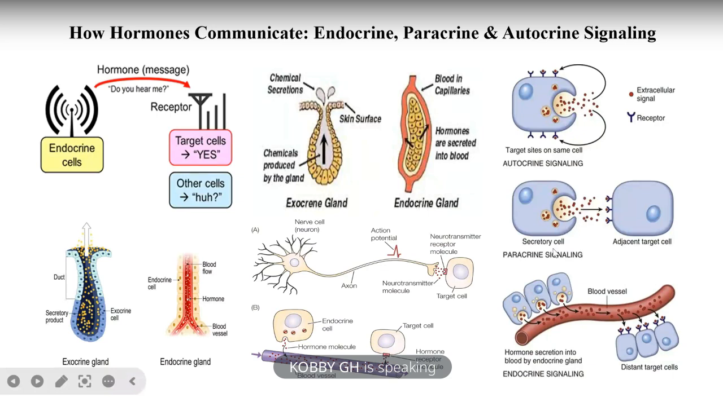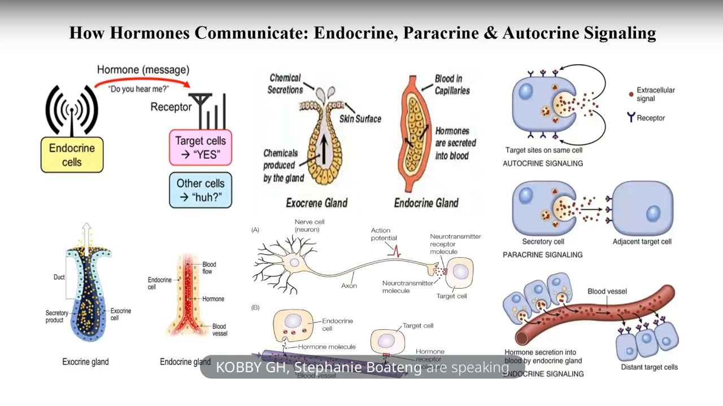But when you see a diagram like this, once you see a blood vessel inside, automatically you write endocrine signaling. Once you see the blood vessel like this, automatically you write endocrine signaling. Endocrine. Yeah. Excellent. All right.